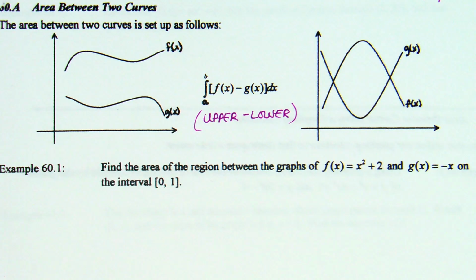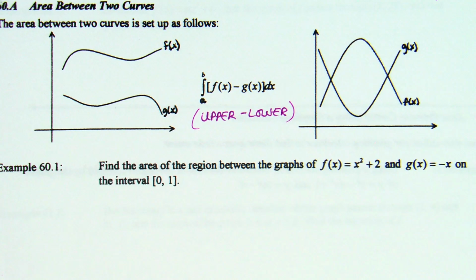So let's look at example 1. Find the area of the region between the graphs of f of x equals x squared plus 2 and g of x equals negative x on the interval 0 to 1. Sometimes they'll give us an interval, sometimes they won't. Depends on the situation. Now, this one we can talk about the graph without having to use our calculators. Some of them will have to use calculators. Just kind of depends. So can you sketch this graph?